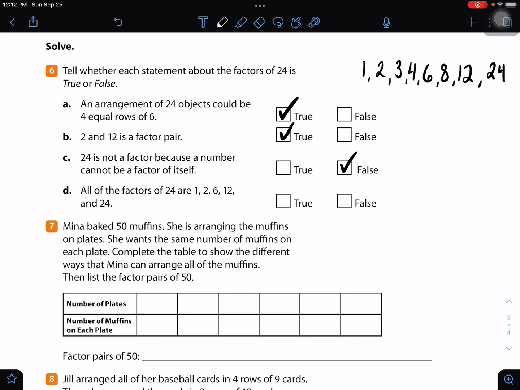All of the factors are 1, 2, 6, 12, and 24. Well, if we look, this keyword all here, and we look up at our list, I see 3 and 8 are also factors in there. So this would also be false.